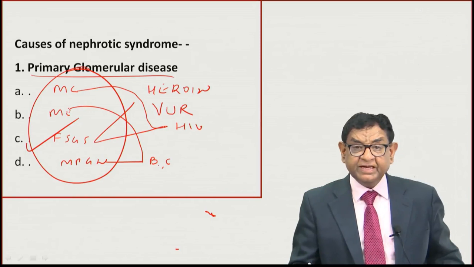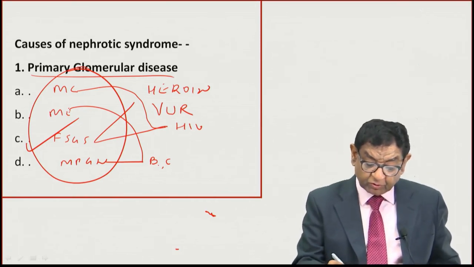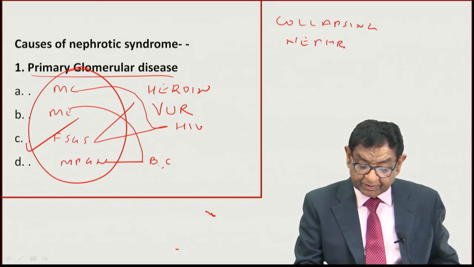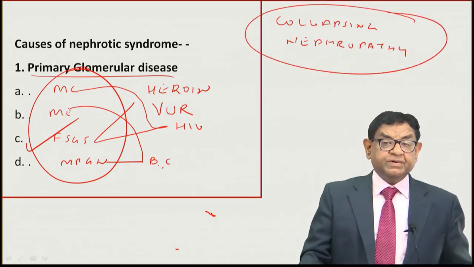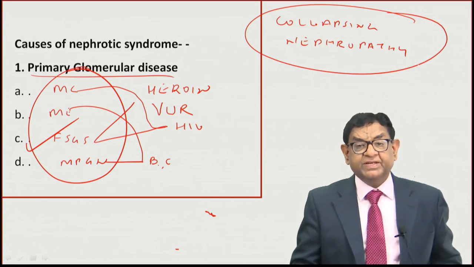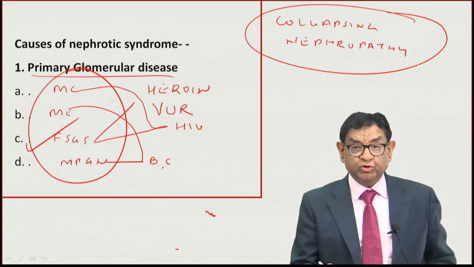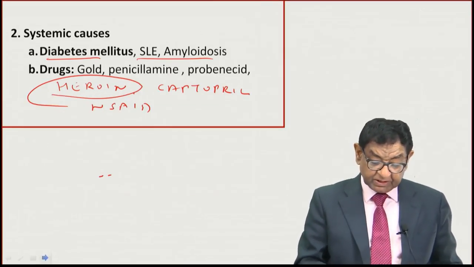And FSGS occurring in HIV is also known as collapsing nephropathy. So, repeating a second time, FSGS occurring in HIV is the so-called collapsing glomerulonephropathy. So you got many extra points in the pathology of these four glomerular diseases.